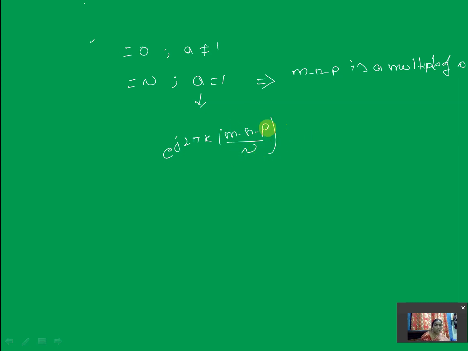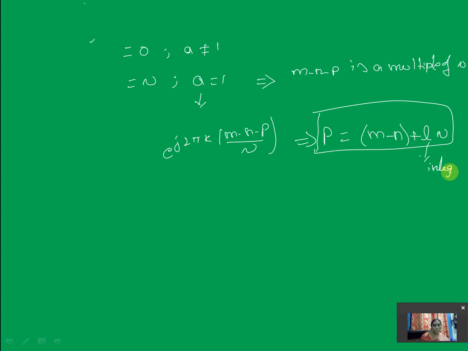So if p is m minus n plus lN, then m minus n and m minus n get cancelled, and you get lN. Then lN divided by N, the N cancels, and e power j2πkl is always equal to 1. So the condition is p equals m minus n plus lN, where l is an integer.